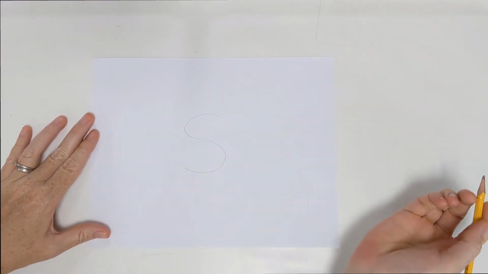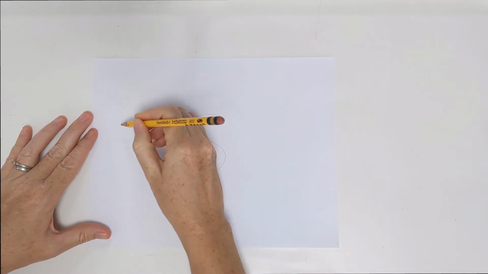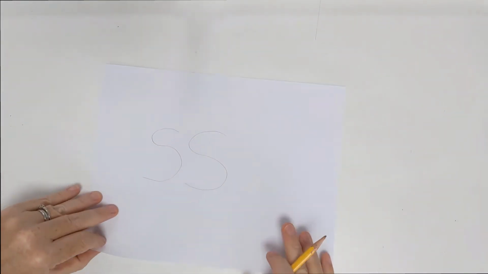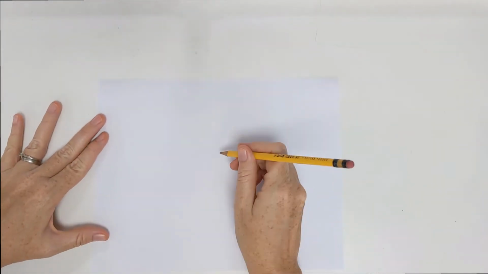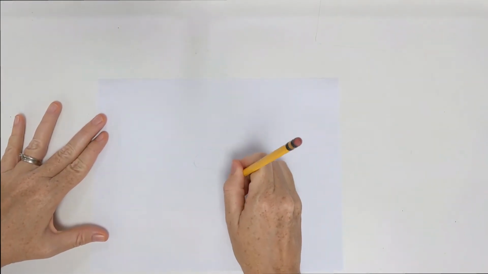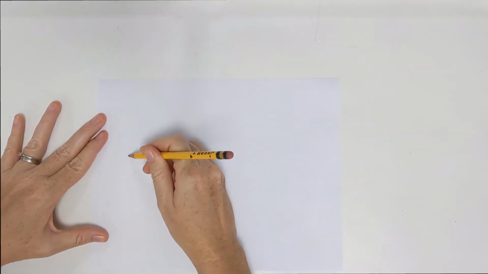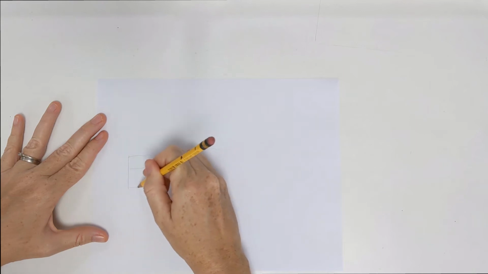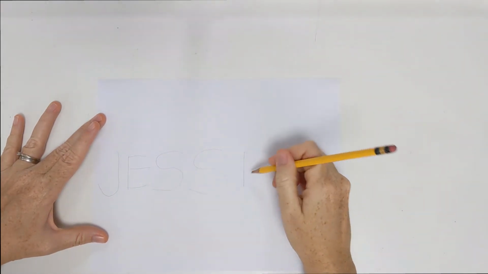So that's my second S, which means my next S has to fit here. Oh, I'm running out of room. So that means this S needs to be a little smaller. That's why we're practicing. So I'm going to make my S in the middle, but I'm going to make it a little smaller. And I'll make the other S. Oh, this is looking better. It might not be my best, but let's check it out.